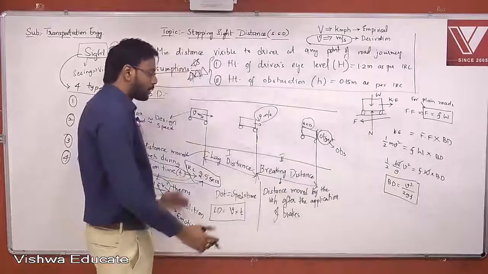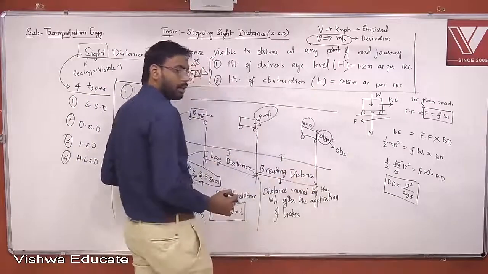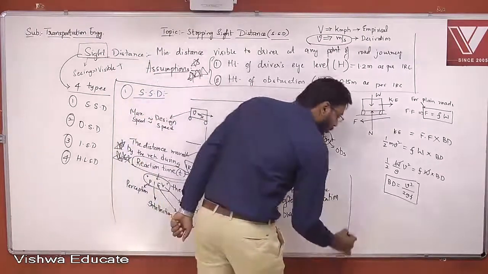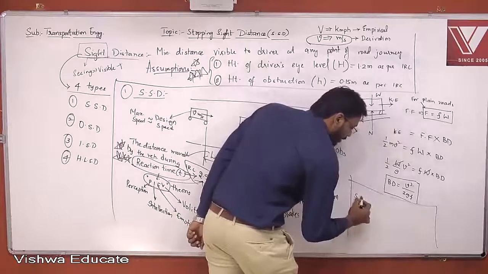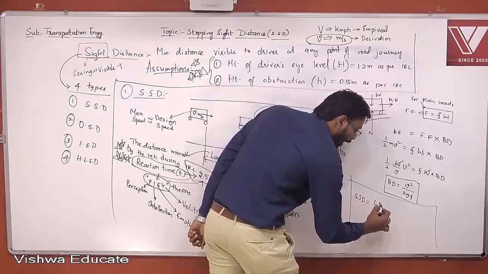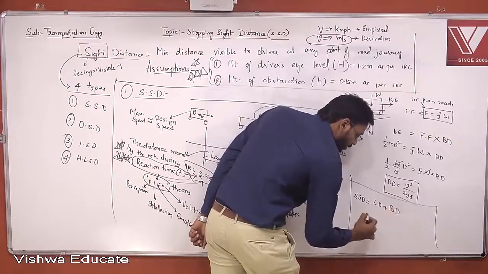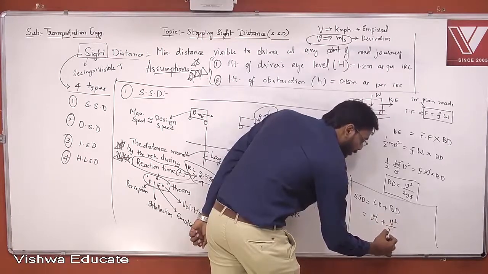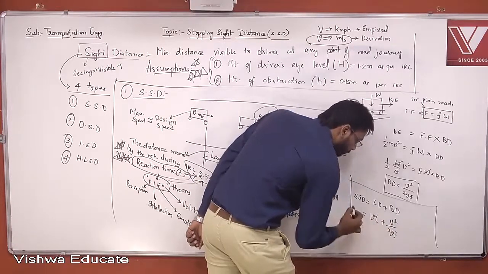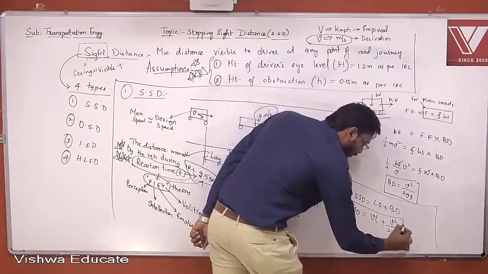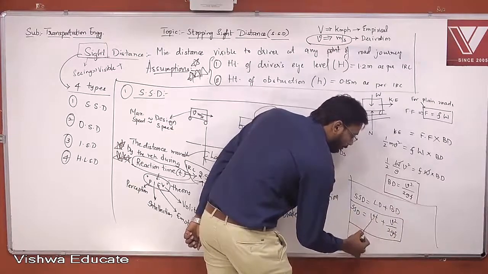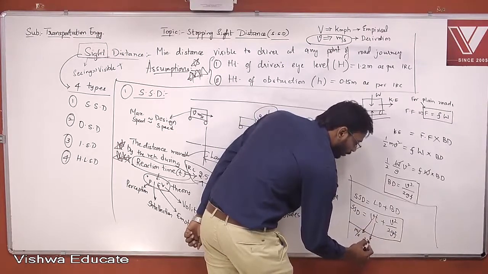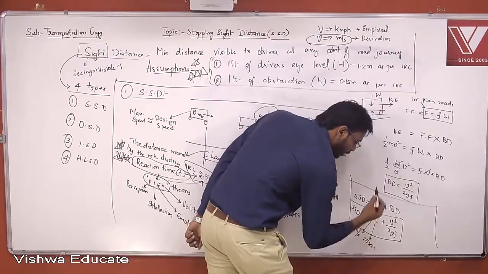Now, the total distance here is lag distance plus braking distance. So the total distance SSD is equal to lag distance plus braking distance, that is V into T plus V square by 2GF, where V is design speed in meter per second, T is reaction time. If nothing is given, we should take it as 2.5 seconds.